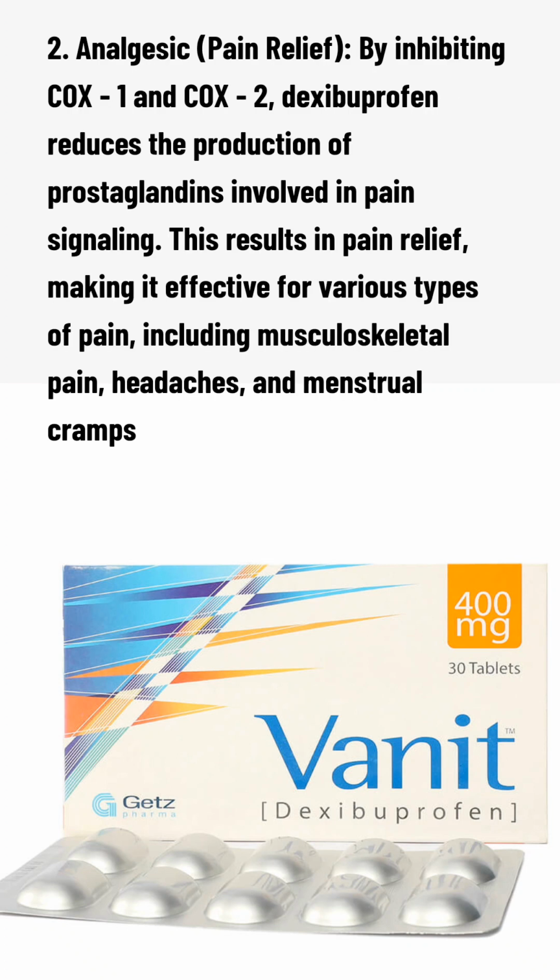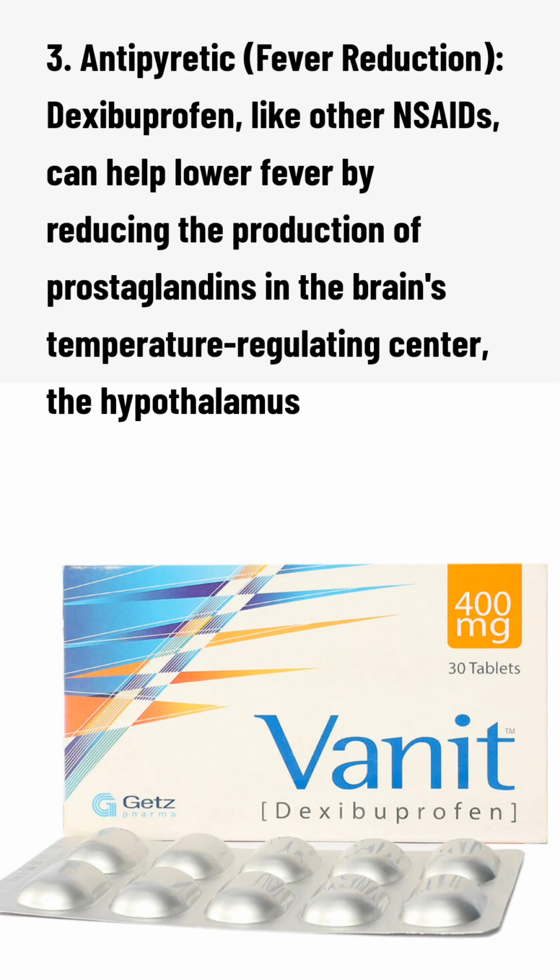2. Analgesic (pain relief). By inhibiting COX-1 and COX-2, dexibuprofen reduces the production of prostaglandins involved in pain signaling. This results in pain relief, making it effective for various types of pain, including musculoskeletal pain, headaches, and menstrual cramps. 3. Antipyretic (fever reduction). Dexibuprofen, like other NSAIDs, can help lower fever by reducing the production of prostaglandins in the brain's temperature-regulating center, the hypothalamus.